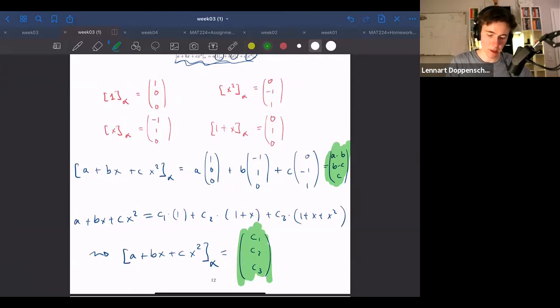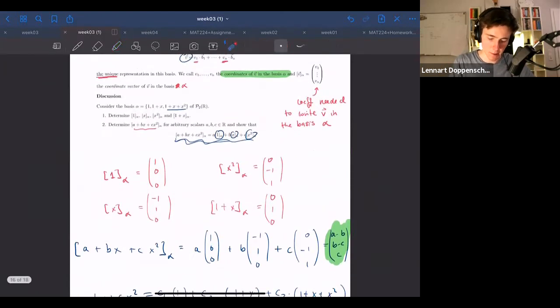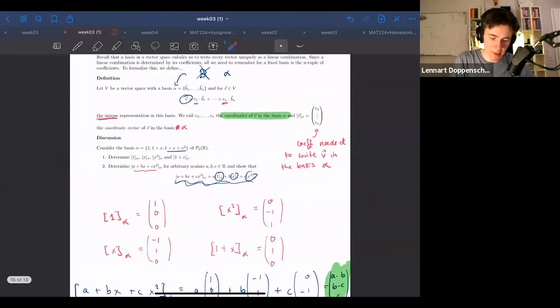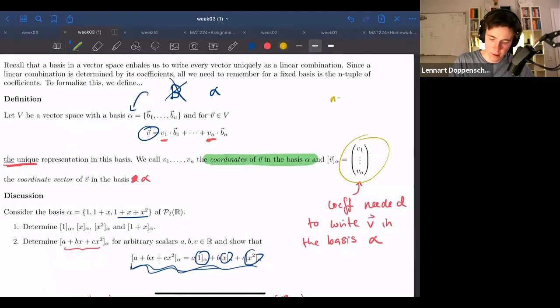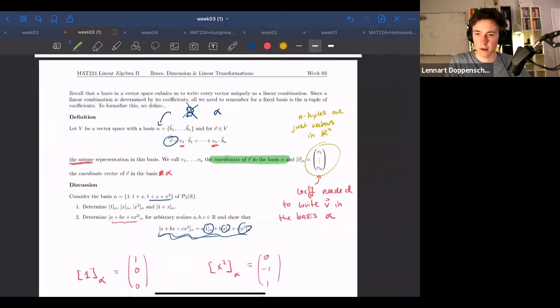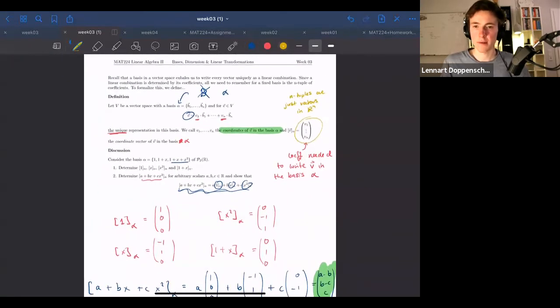So maybe one last comment. A 3-tuple, or an n-tuple, is just a vector in R^n. And this is all I'm going to say. Okay, you're free to go, and you're welcome to ask questions.